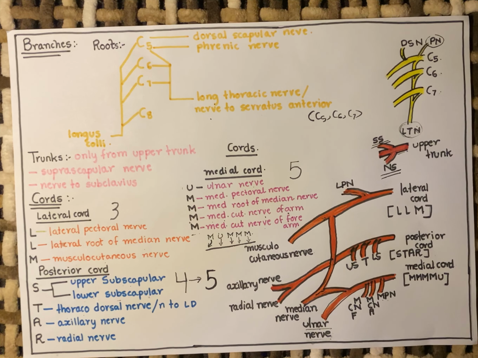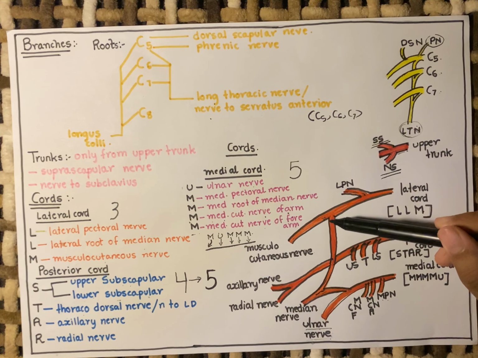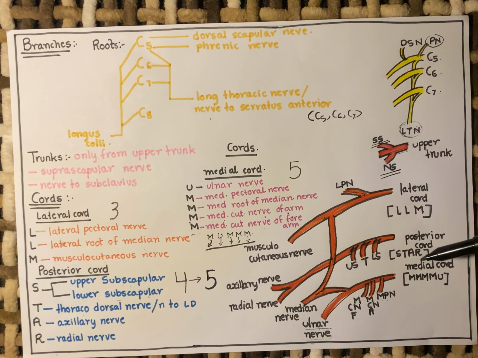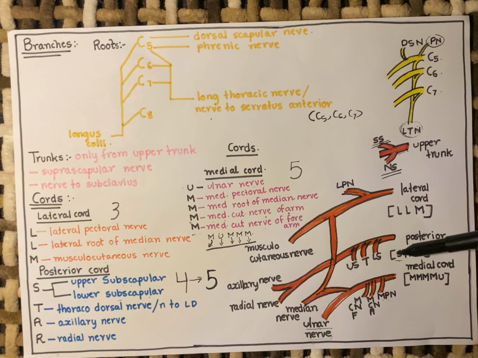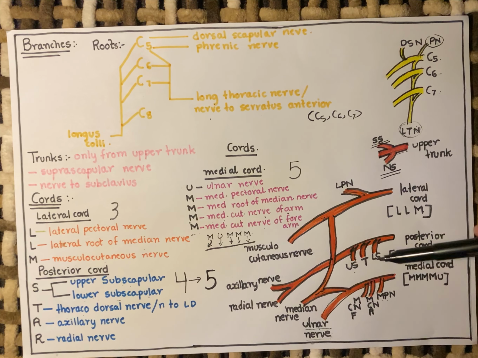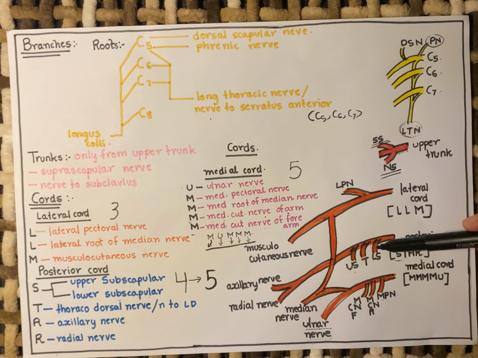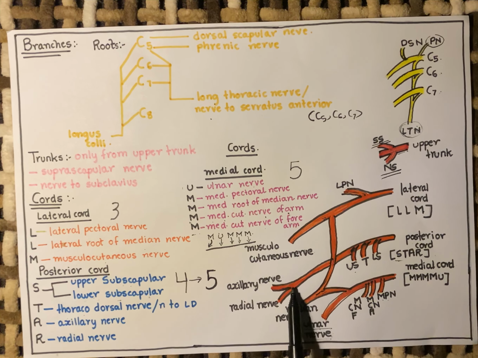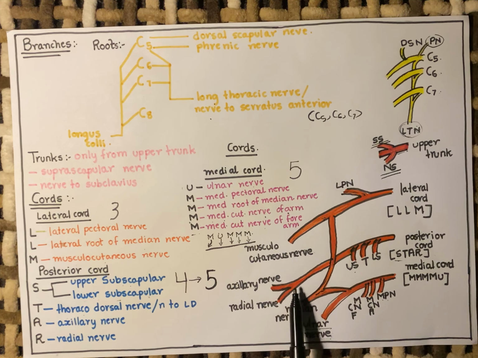MUM. Okay, in lateral cord, lateral pectoral nerve, lateral root of the median nerve, musculocutaneous nerve, LLM, and coming to the posterior cord. STAR is the word which you can use to memorize the branches. S first is subscapular, upper subscapular, lower subscapular. T is going to stand for thoracodorsal. A is going to stand for axillary nerve and R is going to stand for the radial nerve. Okay, so here we are done with the branches.